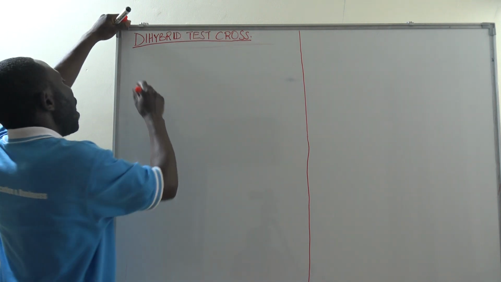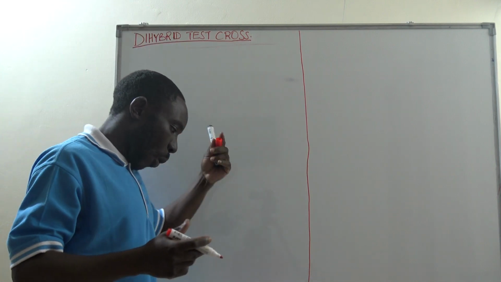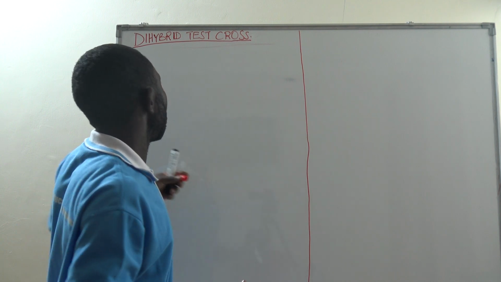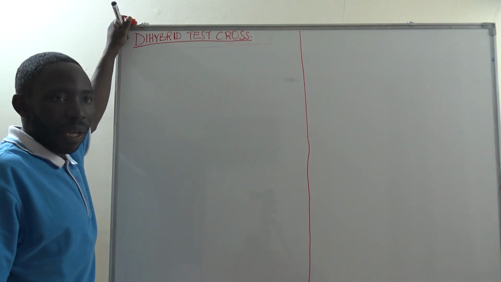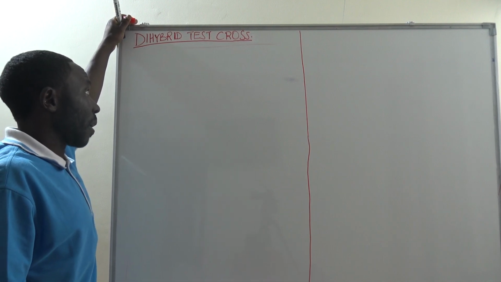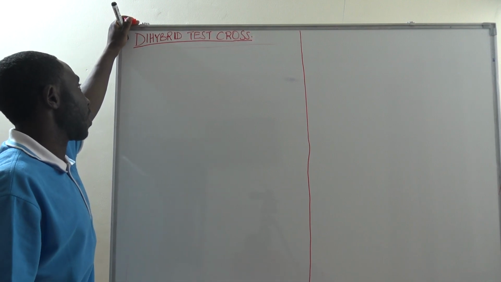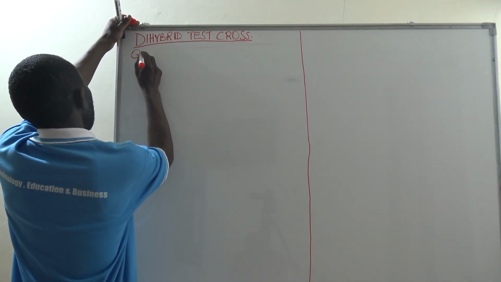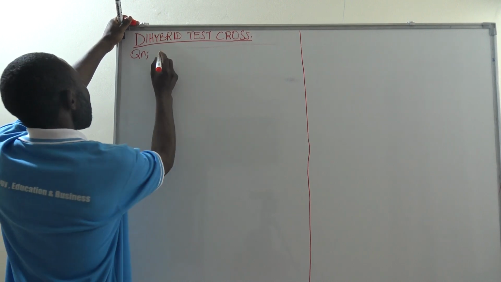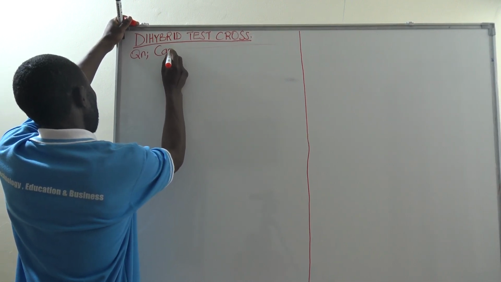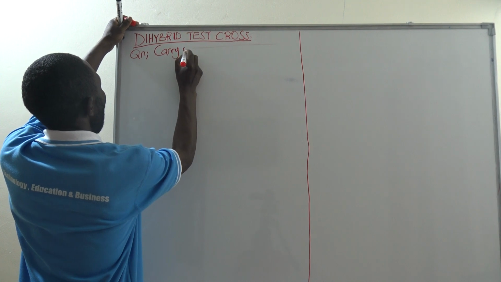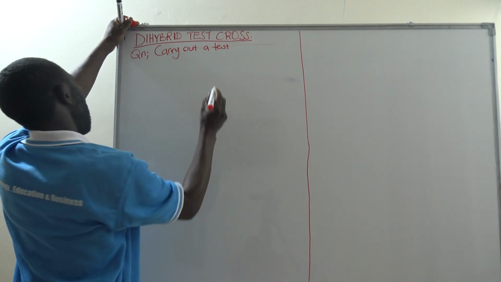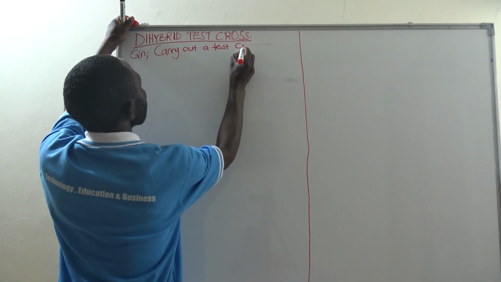I will say, consider a tall red flowered plant in the F2 generation of the dihybrid cross, and then we shall carry out a test cross on that plant. So I can write the question here: carry out a test cross.